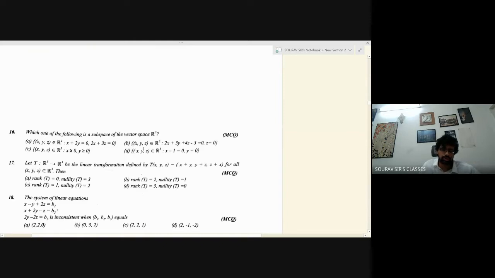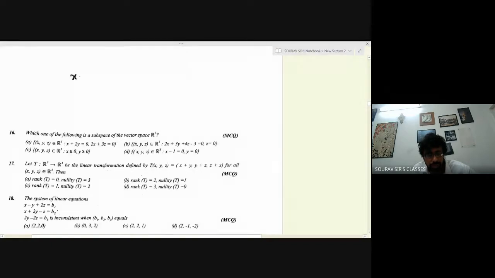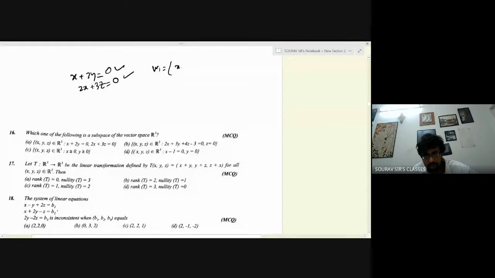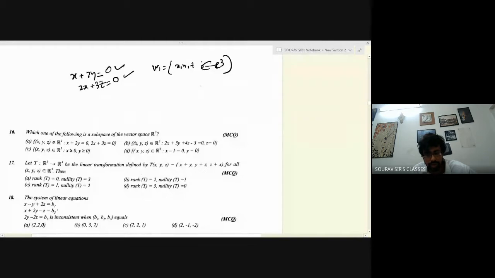Okay, how to consider the subspace of a vector space? So let me just tell you the 16 one. X plus 2y equal to, just take the two equations. Two equations, three unknowns, isn't it? So this is a line passing through the origin if we take W1, which is of X, Y, Z. Three-dimensional real plane. This is a subspace of R cube.